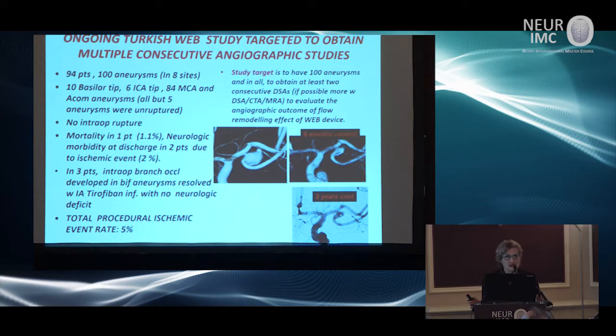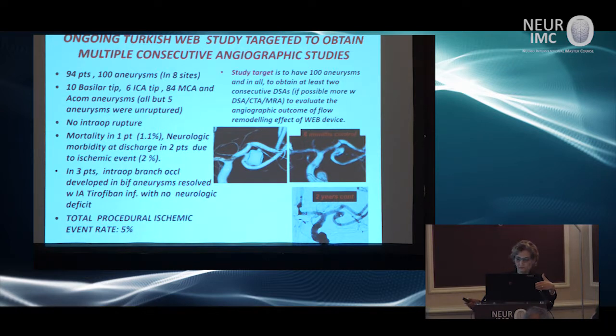So that's why in Turkey we planned together 100 aneurysms to obtain at least 2 consecutive angiographies, so that we can see the fate of these remnants, because it is not always that ideal result. In that series, mortality is one patient only, and the total ischemic rate is 5%, which is acceptable.